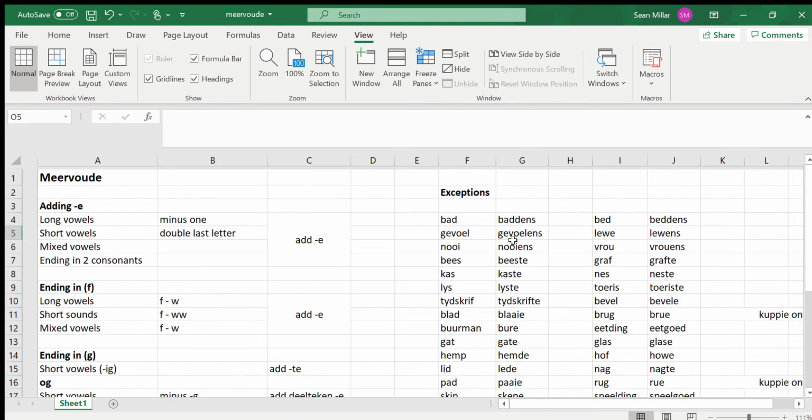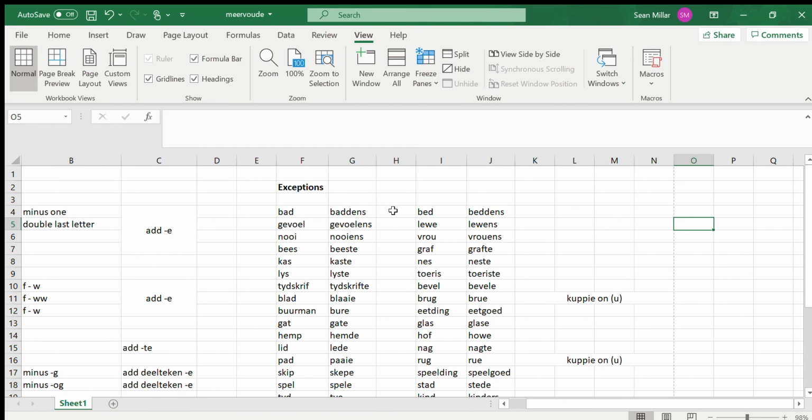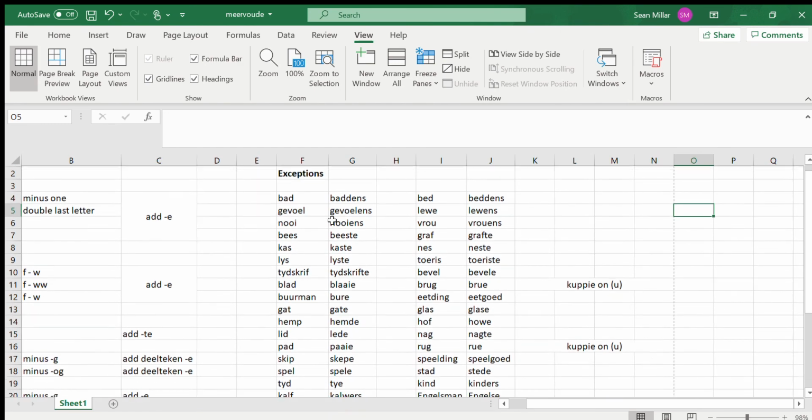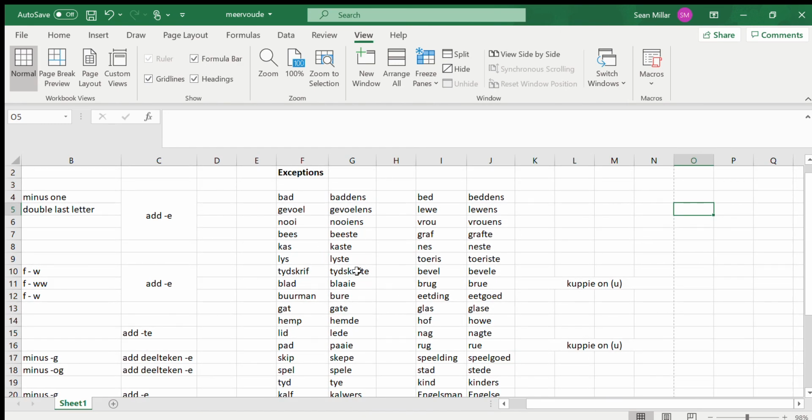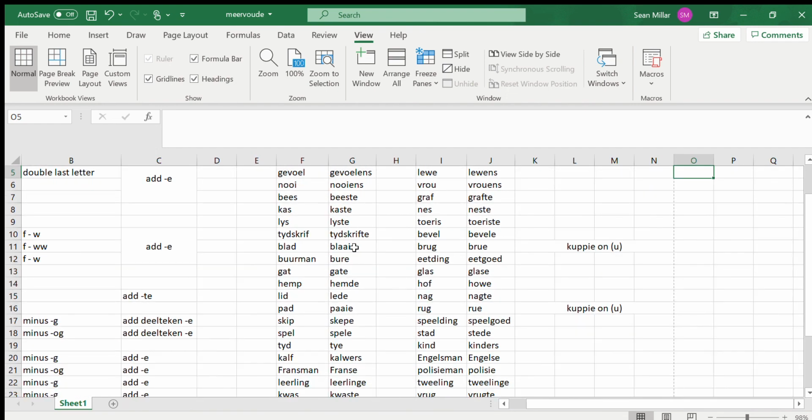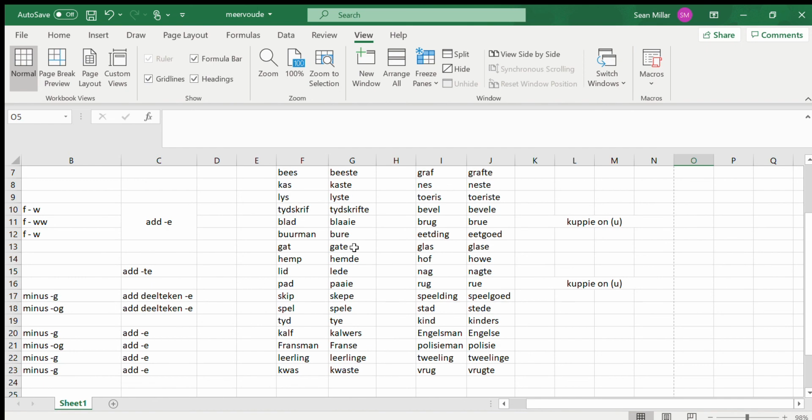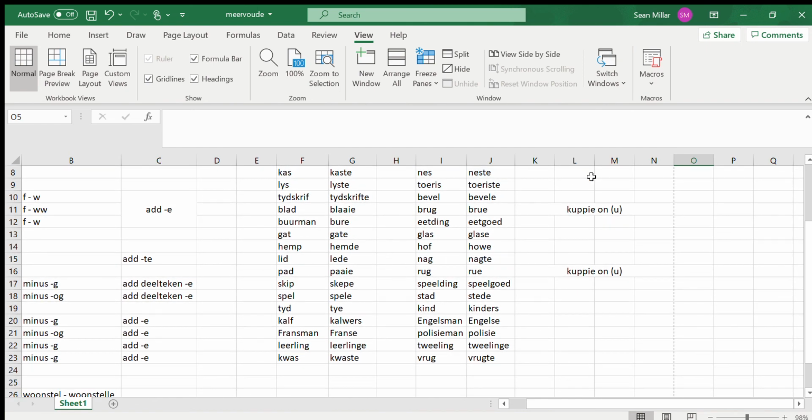Then I won't go through all of these exceptions, but you can pause the video and write some of them down. These are just some of the common ones that we have seen throughout the years. That concludes the video on Meervoude.